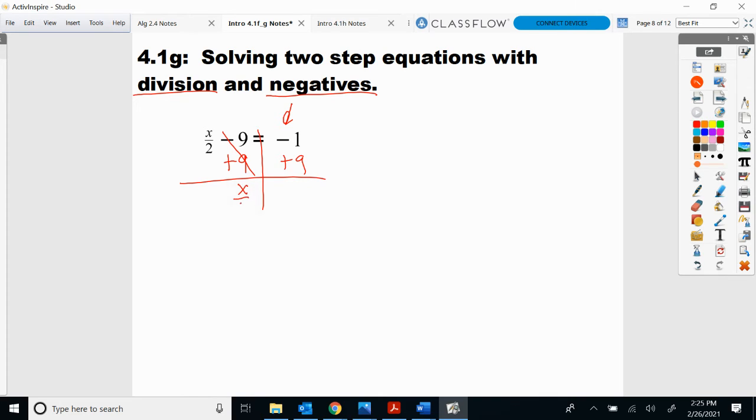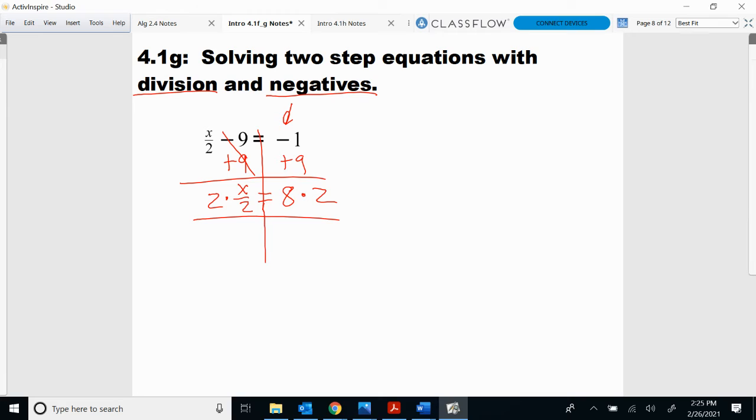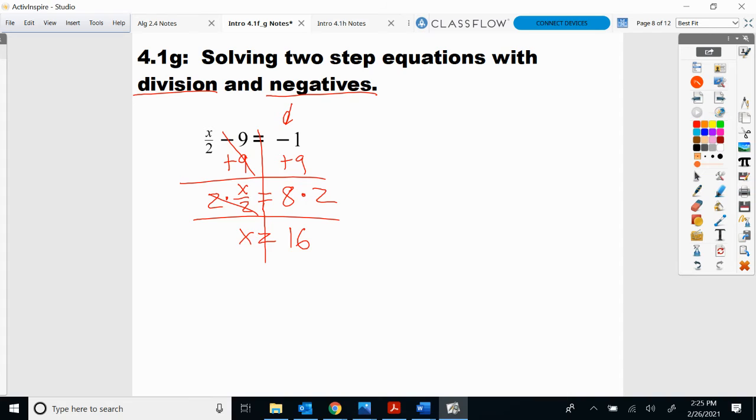We have x divided by 2 is equal to, and if we take -1 plus 9, that's going to end up getting us +8. All right, last step, undo that division by canceling out the 2. So we're going to multiply by 2. And that's going to get us x is equal to 16. Okay, so there would be our answer to that problem with that extra negative number in there. Okay, so let's work a few more and let's see how those go.